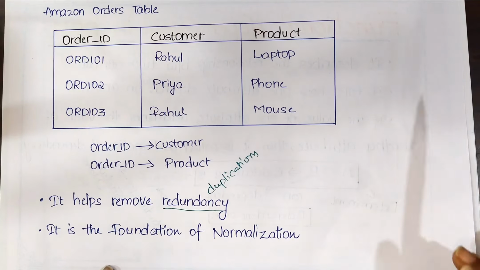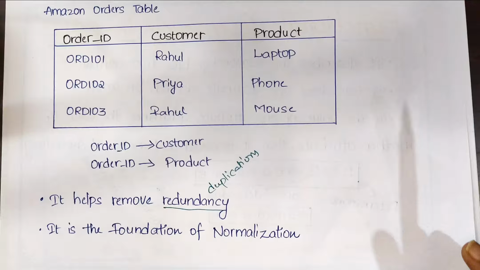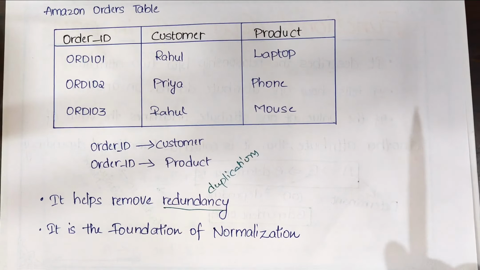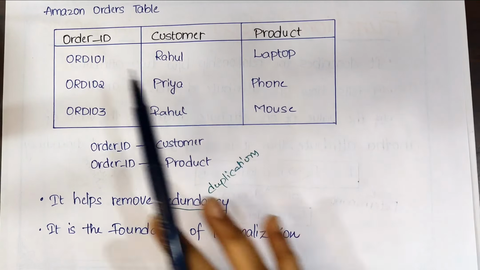And it is the foundation of normalization. Before understanding the normalization concept, we first need to understand what functional dependency is, so that it will become very easy to understand the normalization concepts. We are having four types of functional dependencies.